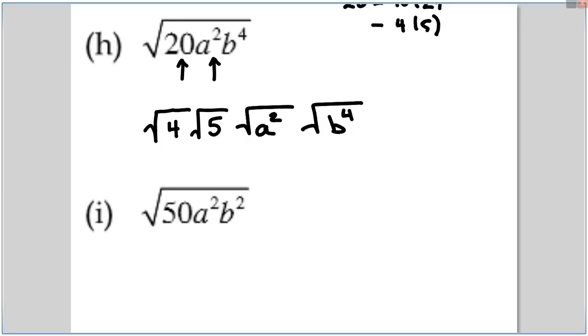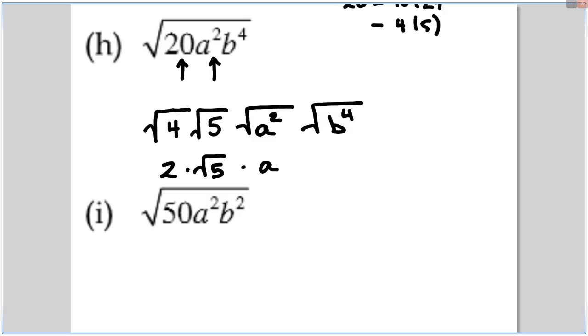Okay, so how many of these are perfect? Is square root 4 perfect? What would that become? 2. Is square root 5 perfect? No, so leave that. Now let's take a look at these variables. Is a squared perfect? Yes. Why? Yes, square root. So do those kind of just undo each other? So what would the answer to that one be? A. All right. Let's just sort of leave that.